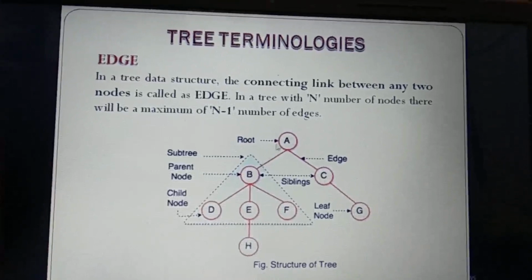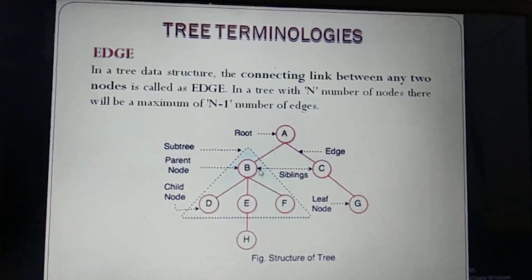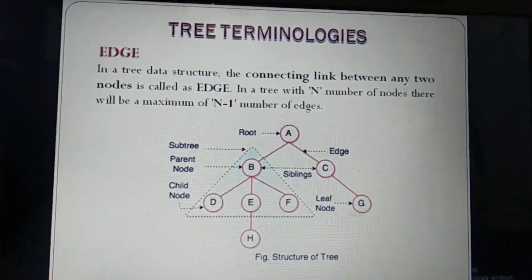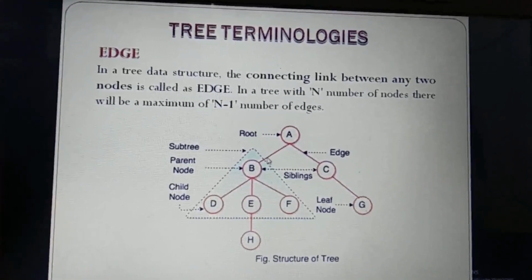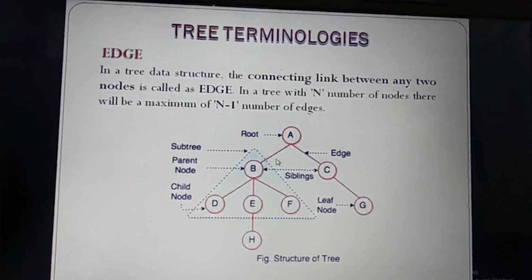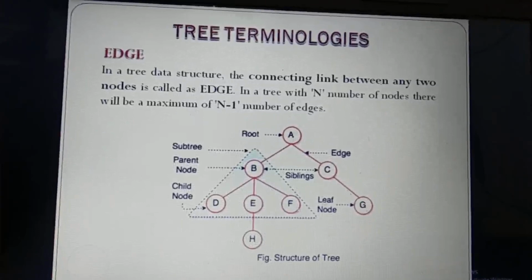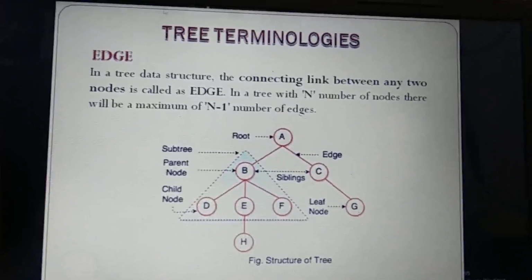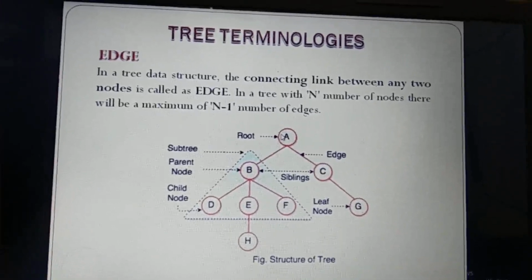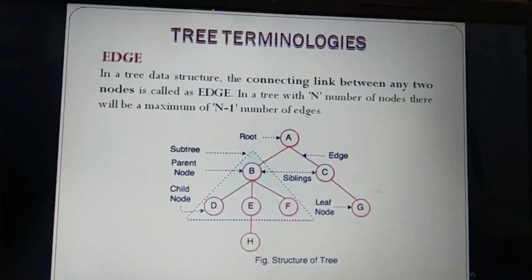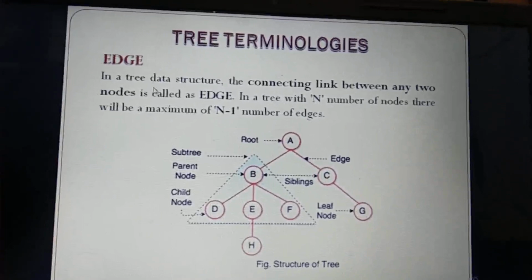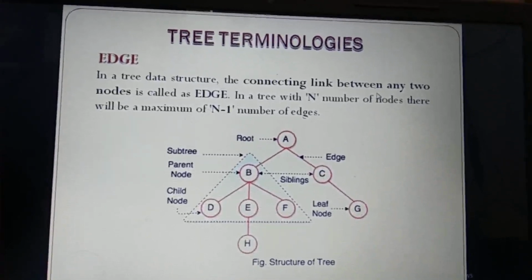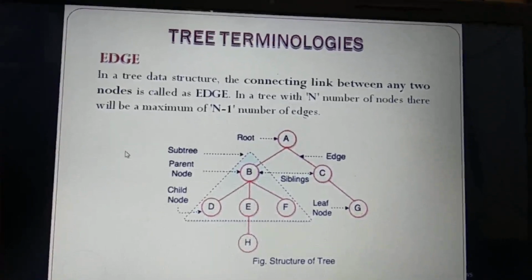In this example, we have 1, 2, 3, 4, 5, 6, 7, 8 nodes and 7 edges. 7 lines are there: 1, 2, 3, 4, 5, 6, 7. So the n value is 8, and n minus 1, which is 7, edges are there. In a tree data structure, the connecting link between any two nodes is called an edge.